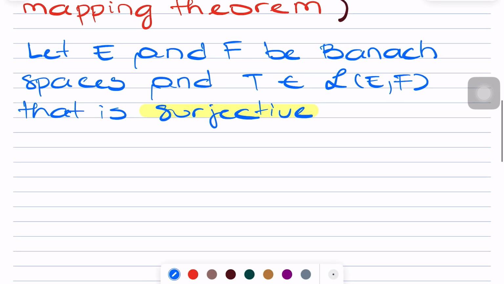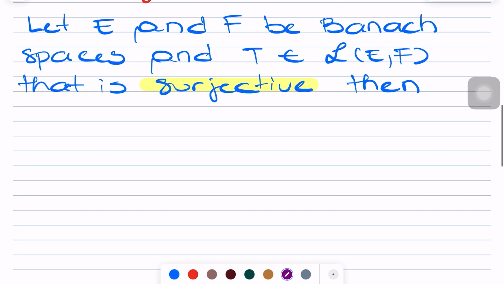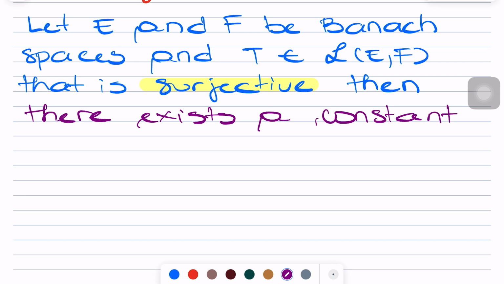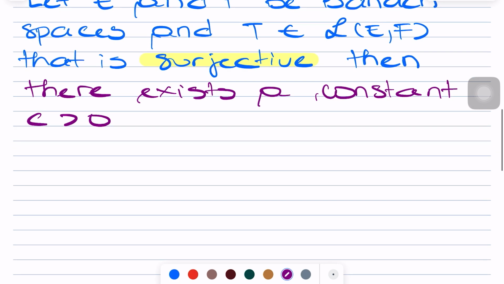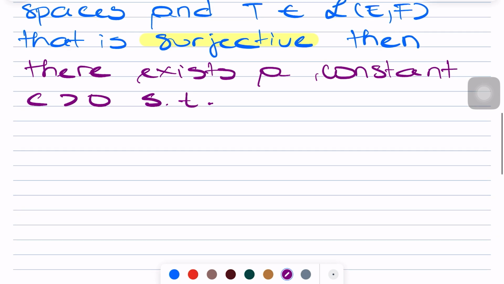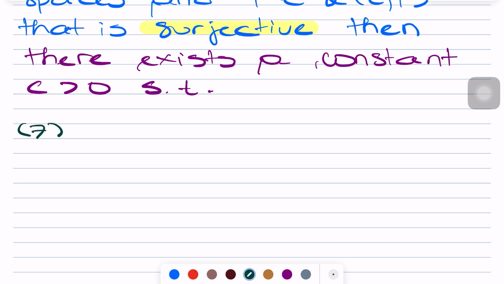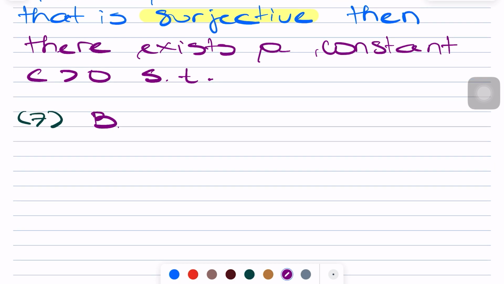Then the open mapping theorem states that there exists a constant C strictly greater than 0 such that, we call it property 7, the ball in F centered at 0 and radius C is contained in the image of the unit ball in E.